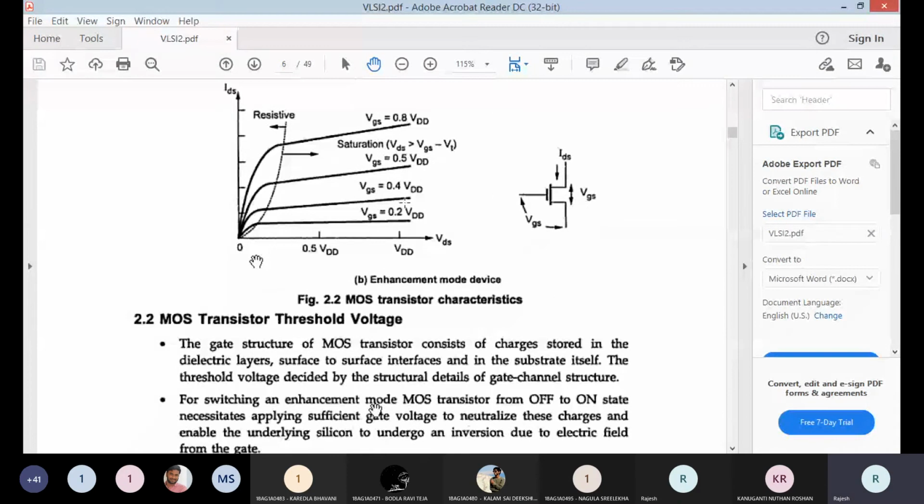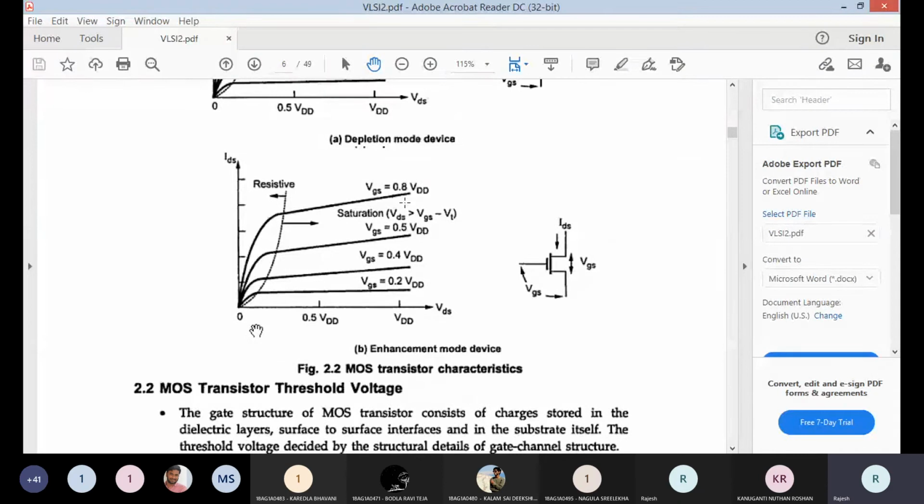And NMOS enhancement device. VGS is 0.2 VDD because the minimum threshold voltage required is 0.2 VDD. Threshold voltage VGS is equal to VTH, that is 0.2 VDD. And above that if you operate, what happens? The channel concentration increases and correspondingly it operates in resistive, saturation, and VGS below 0.2 VDD, it is cut off. So wherever I'm showing the cursor, that is cut off. This is resistive, this is saturation.